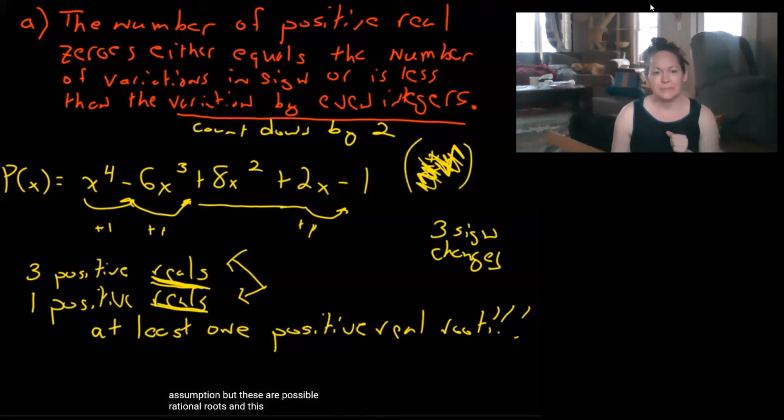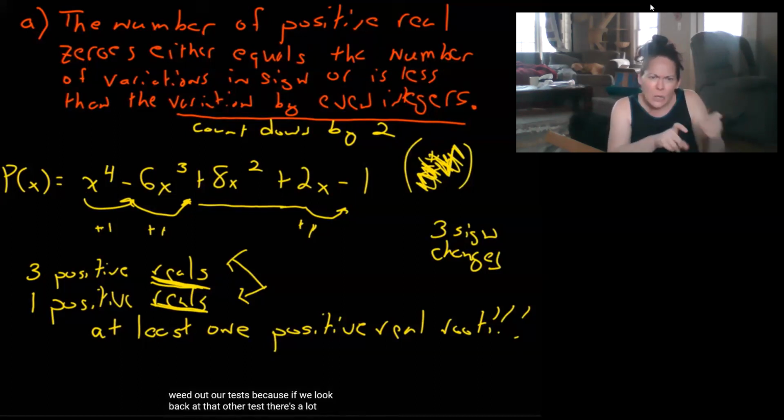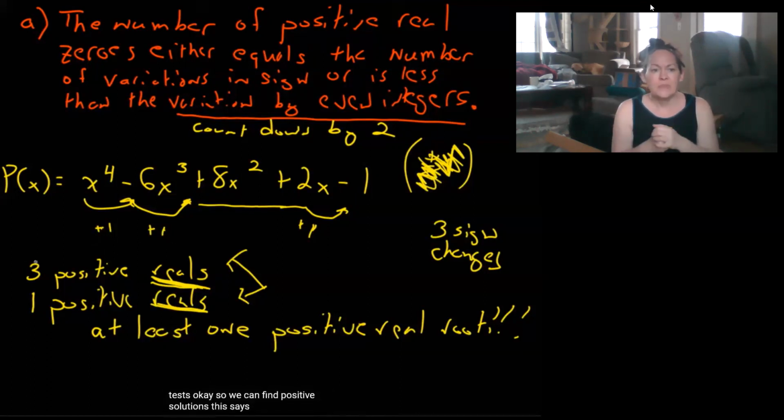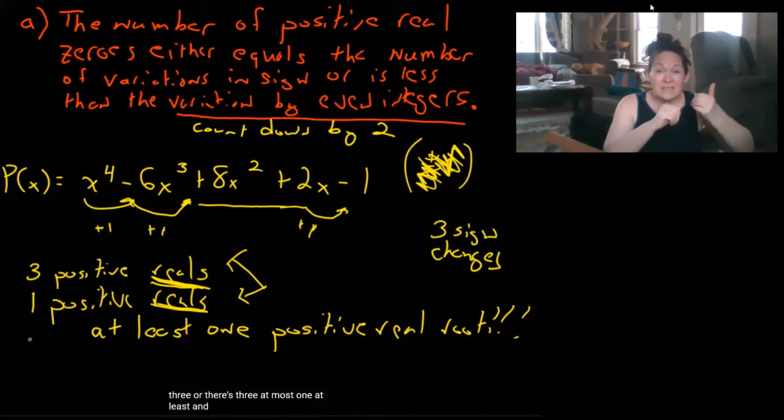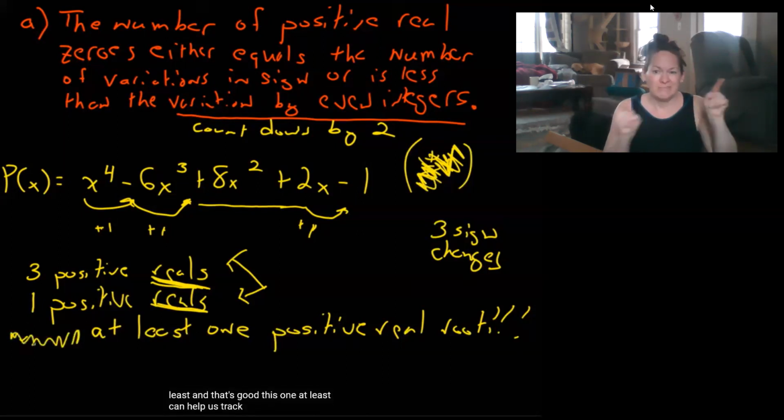And this will help us weed out our tests. Because if we look back at that other test, there's a lot to do. And we want to weed out the test. Okay, so we can find positive solutions. This says there's at least 3, or there's 3 at most, 1 at least. And that's good. This 1 at least can help us track things down.